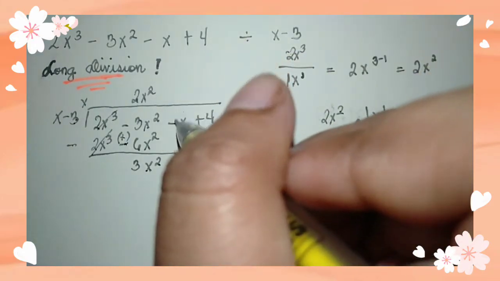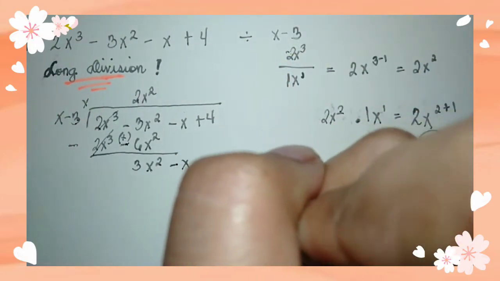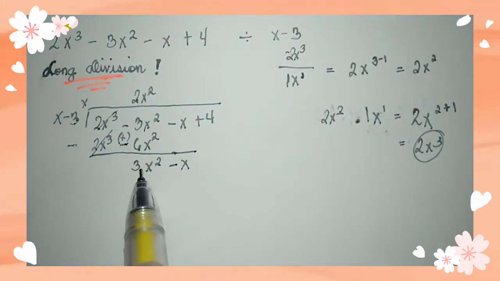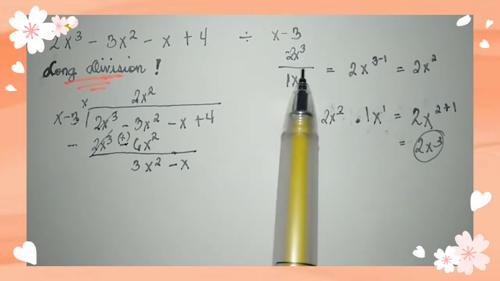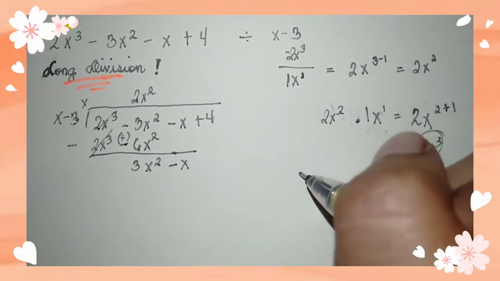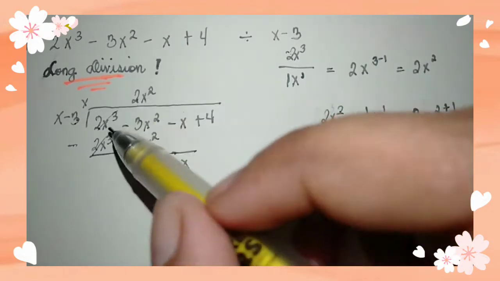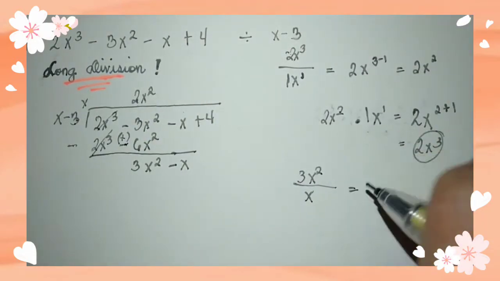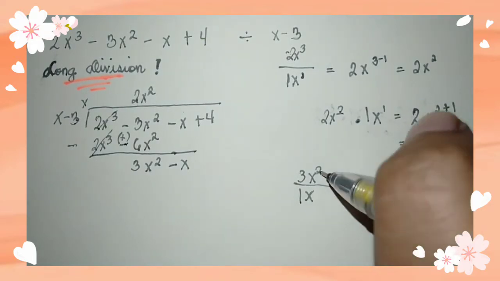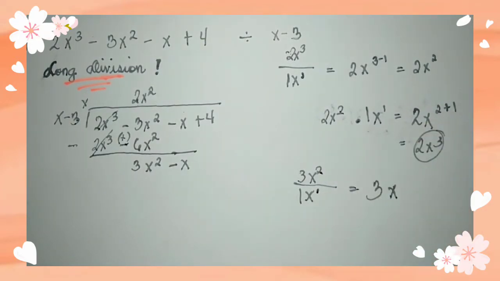So, bring down negative x. I-bring down lang natin si negative x. Then, next thing to do is to divide 3x squared to x. So, ganun ulit yung gagawin natin para hindi kayo malito, maggumawa kayo ng ganito. Okay, so we have 3x squared divided by x. 3 divided by 1 is 3. And then copy x. And 2 minus 1, automatic may 1 dyan, is 1. So, the answer is 3x only.